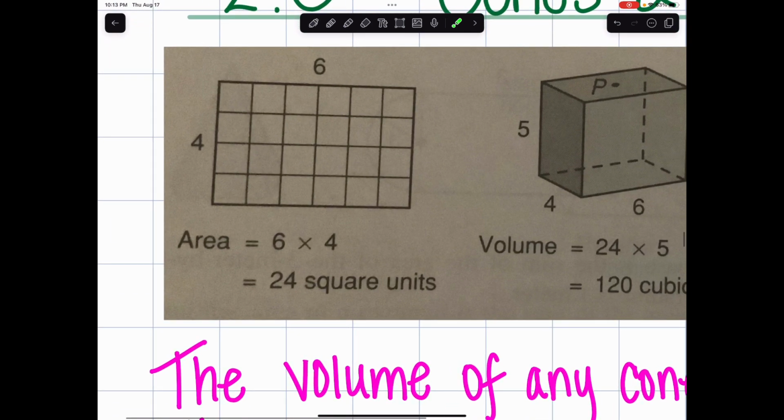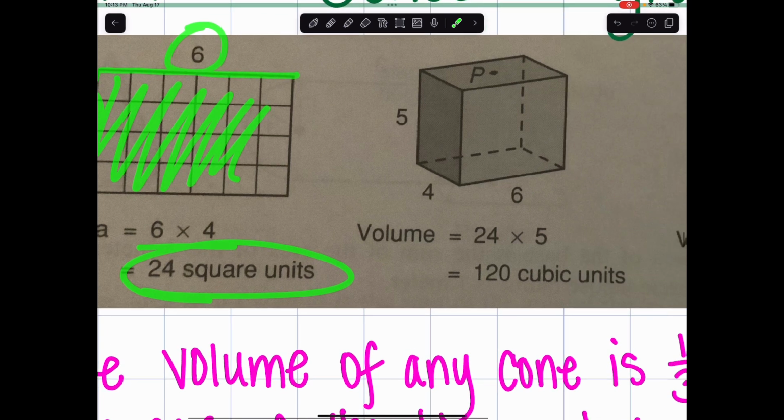We started out with an area. This is the length. This is the width. 6 times 4. This is like a tablecloth. What's the area? It's 6 times 4, 24 square units. Easy. Now, what if you want a volume?